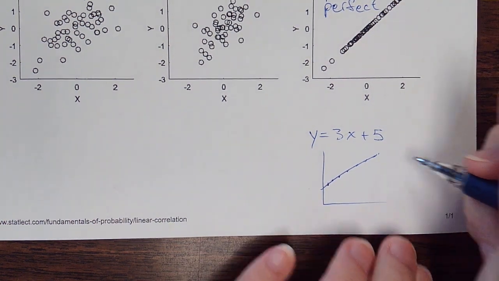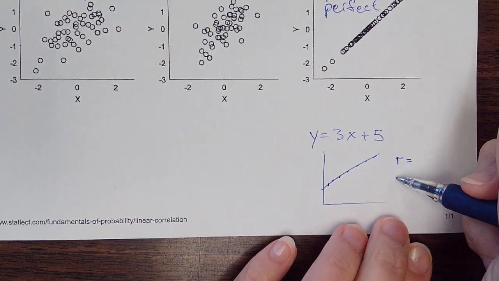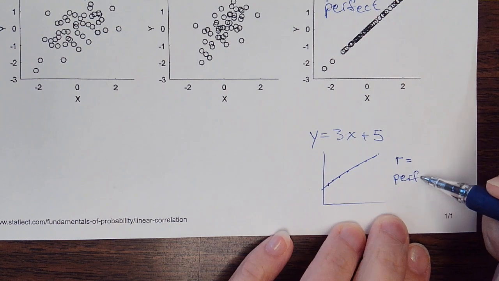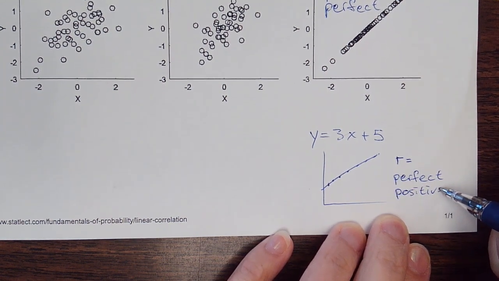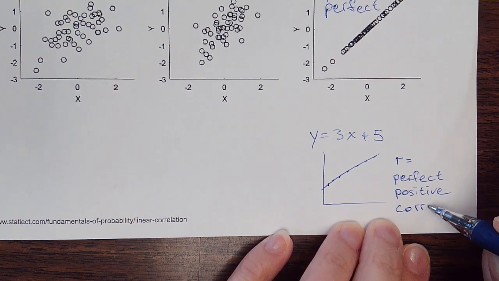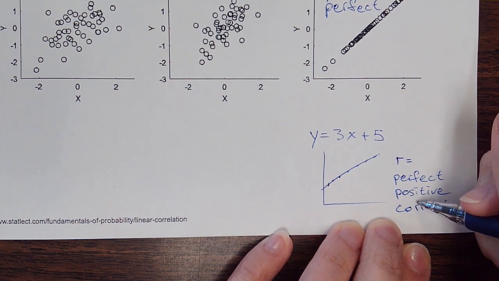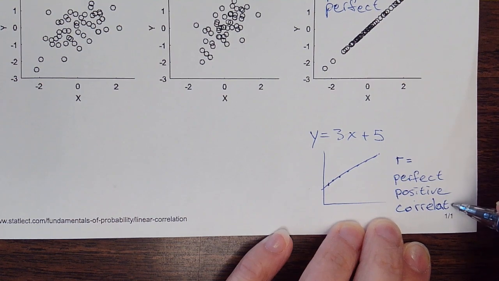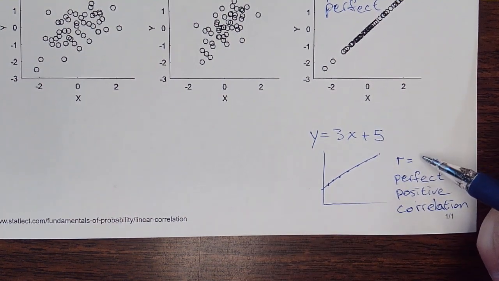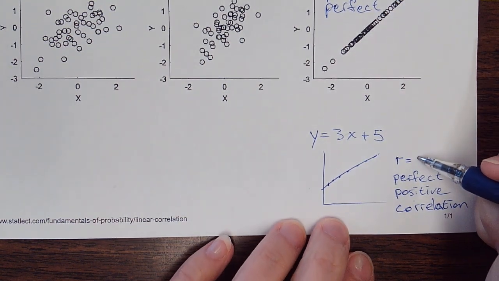And what is the R value then? So if this is a perfect positive correlation, then what is the R value? I spelled correlation wrong. What is the R value? Positive 1.